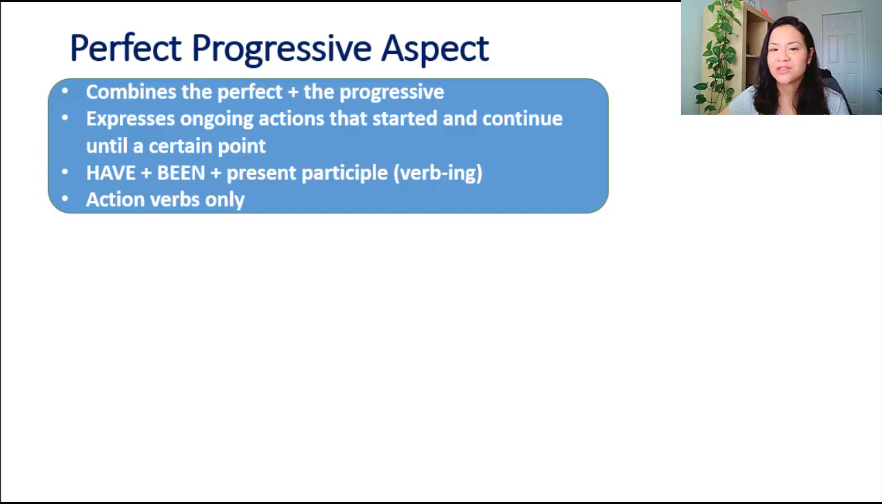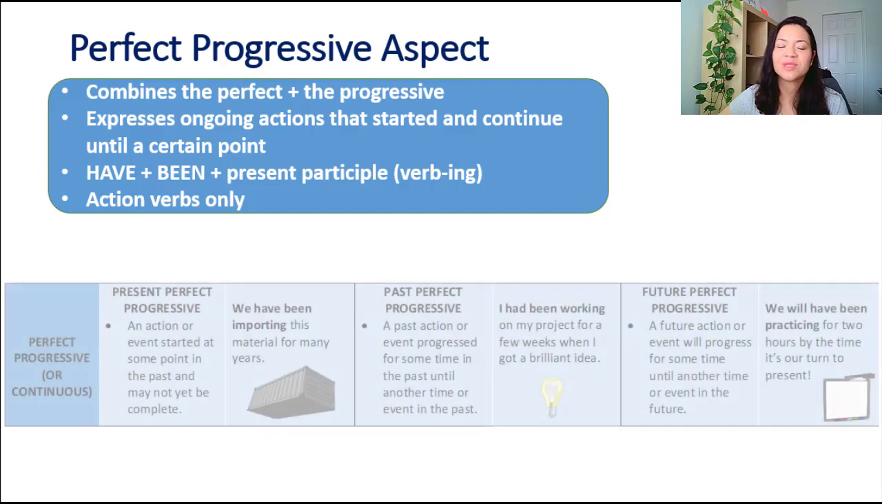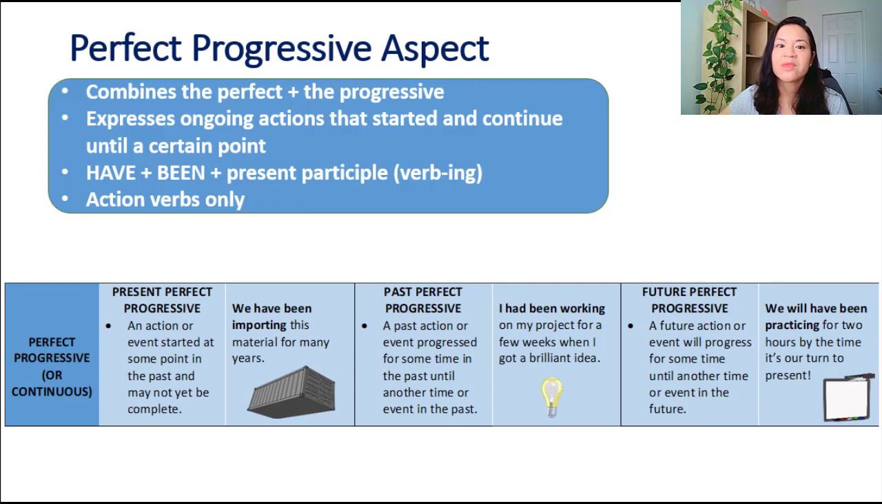Present perfect progressive is formed using have plus been plus verb-ing, and it describes an action or event started at some point in the past which may not yet be complete at the moment. We tend to use this form to emphasize the duration of an action. We have been importing this material for many years.